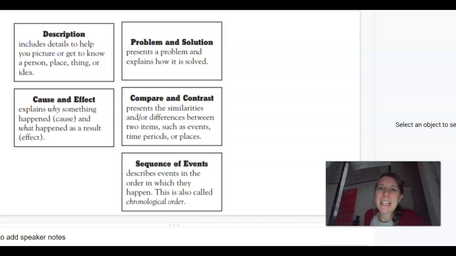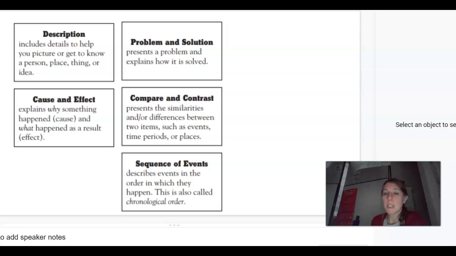So let's look at some of the other choices first. It's kind of like what I had you do when we were learning types of sentences. We asked ourselves, is it this, is it this, is it this? And if not, then it must be declarative. So kind of the same thing is true today. If it's not problem solution, it's not compare and contrast, it's not screaming sequence of events or cause and effect, then it must be description. So let's first talk about problem and solution.